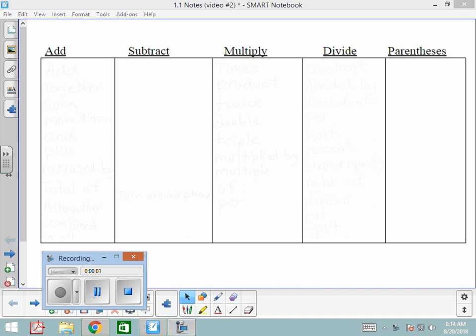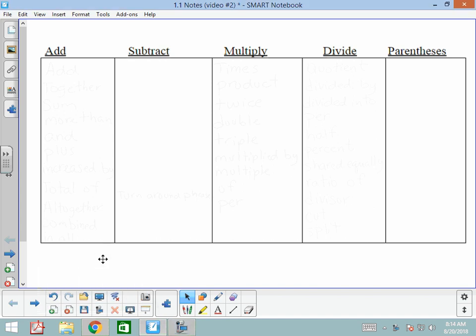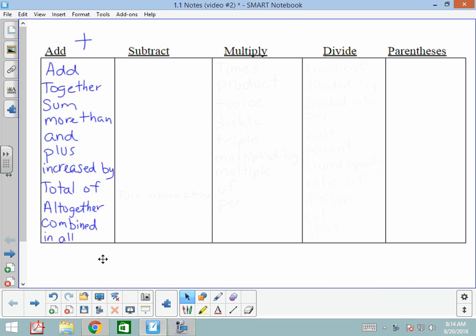Going to discuss different words that have a special math meaning. And let's start with the words that mean to add. When we add, remember you use the plus sign. Okay, so these words are the words that mean add.